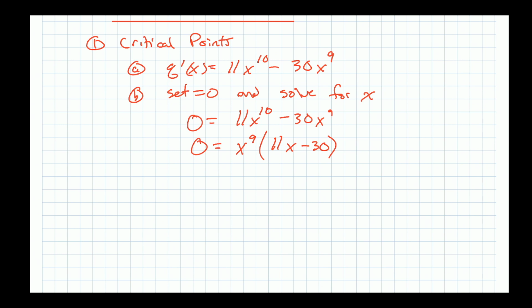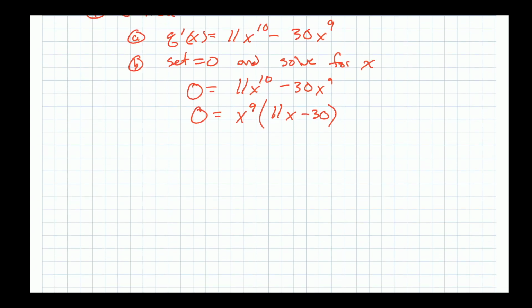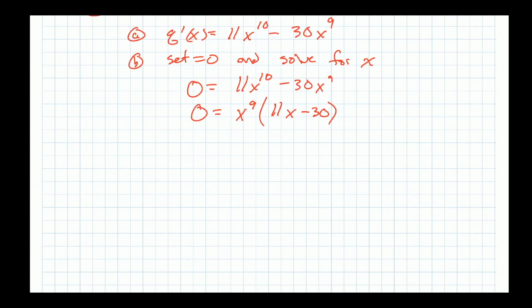Easy enough. So we have this. Now we're setting it equal to 0. When you have two factors like this equal 0, you set them separately equal to 0 to solve it. So you have x to the 9th equals 0, or 11x minus 30 equals 0, and we solve them both for x. Here, x to the 9th equals 0 just gives us x equals 0.